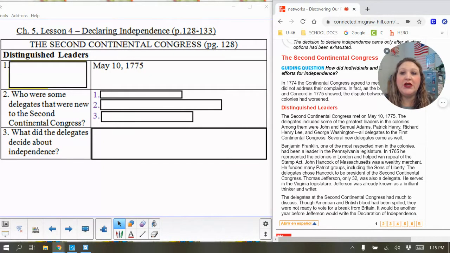And I am going to read under distinguished leaders. Now, this one is a question that we are going to have to find or create based on the answer that we have here. And our answer is May 10th, 1775. So I'm going to read under distinguished leaders.